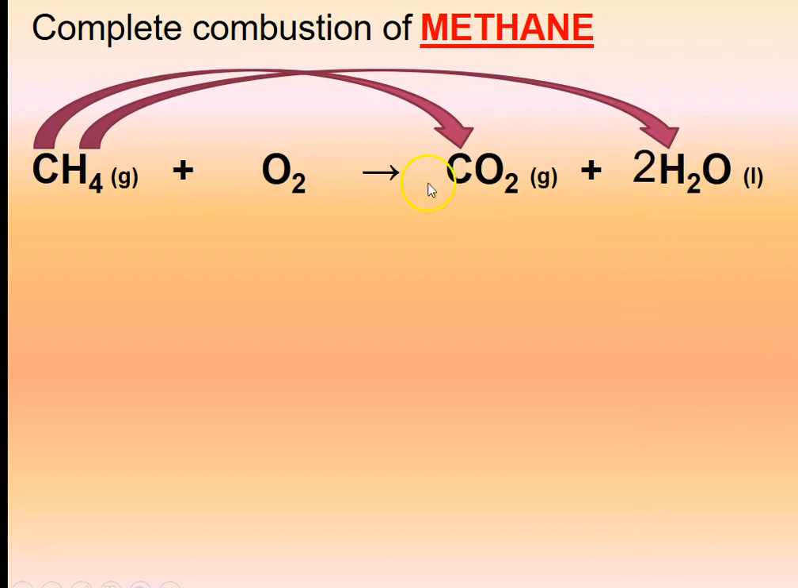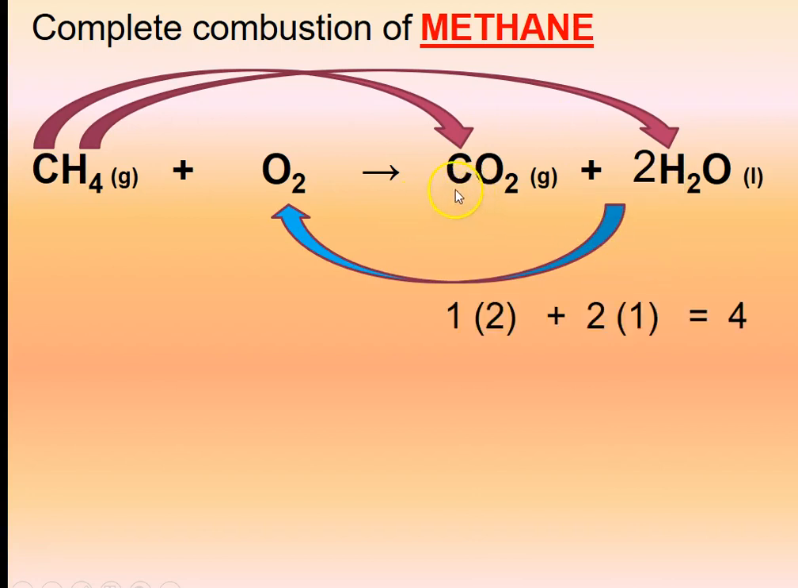So once you've done the carbons and the hydrogens, then do the oxygen. So if we look on this side, we've got 1 carbon dioxide molecule. So each carbon dioxide molecule has 2, so 1 times 2. Plus on this side, each water molecule has 1 oxygen. We've got 2 water molecules, so we've got 2 lots of 1. So 1 lot of 2, 2 plus 2 is 4.